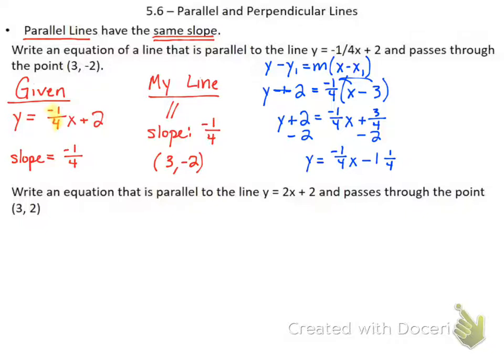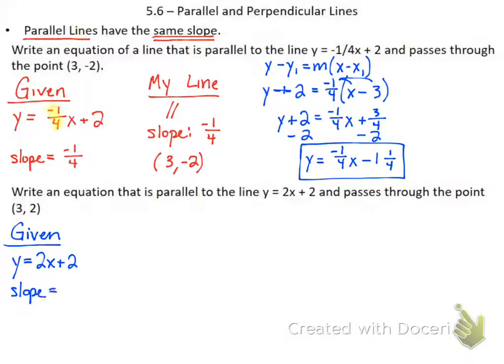There we go. That's my equation for a line that is parallel and goes through the ordered pair 3, negative 2. The same thing with the second problem. Again, I'm going to write down my given information. That's important. Write an equation that's parallel to the line y is equal to 2x plus 2. Again, the only information that matters out of there is the slope. The slope of that equation is the number in front of the x, which in this case is 2. I want it to be parallel to this line, so I want the slope to be the same, so the slope is going to be 2, and it's going to go through the ordered pair 3, 2.